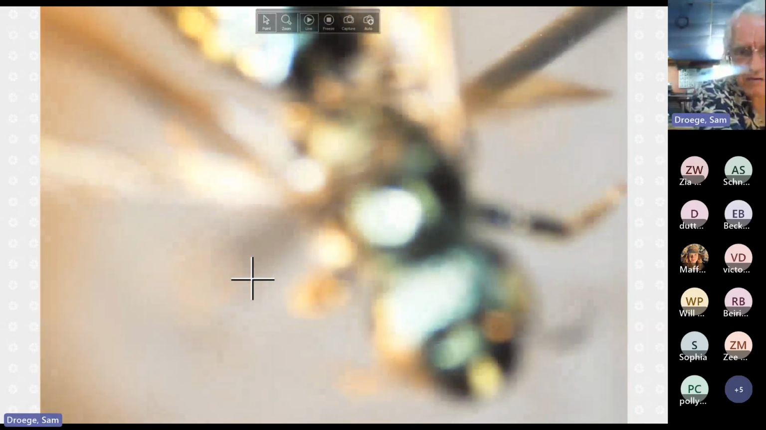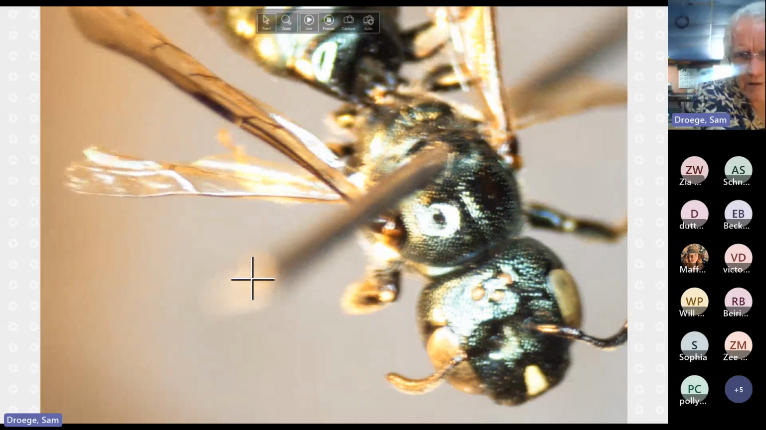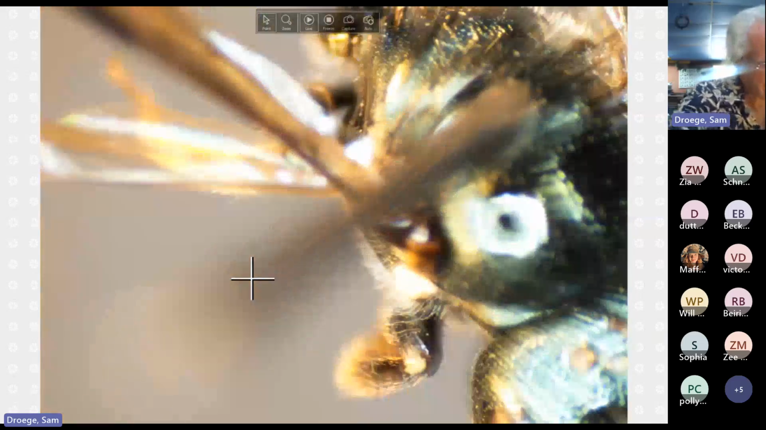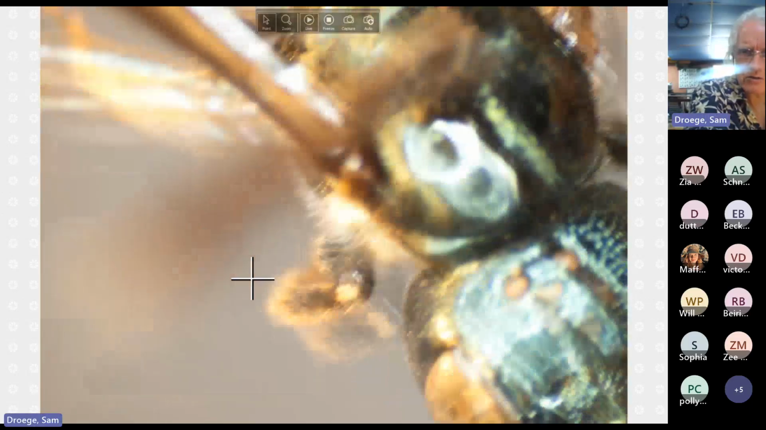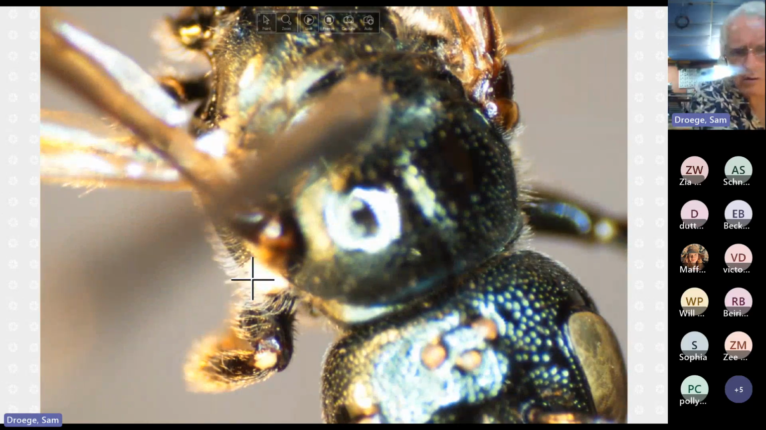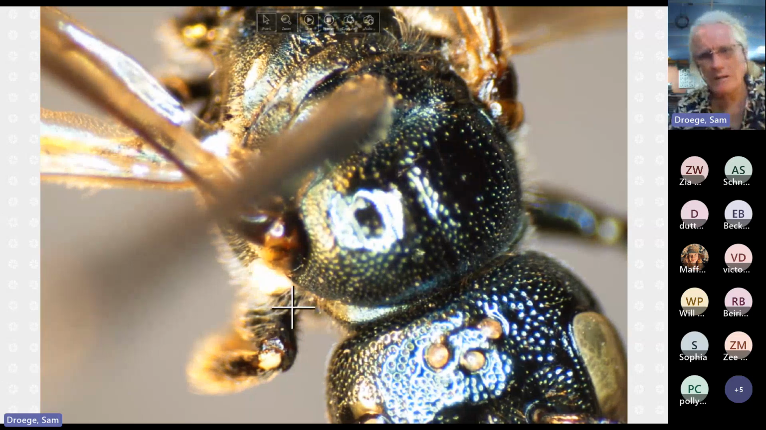So mikmaqi is generally more northern than calcarata. We have them both in Maryland. Mikmaqi tends to be a little more Piedmont, a little more in the mountains, but can show up on the Eastern Shore too. Okay, so not as clear as the picture, but you can see the basic pattern.